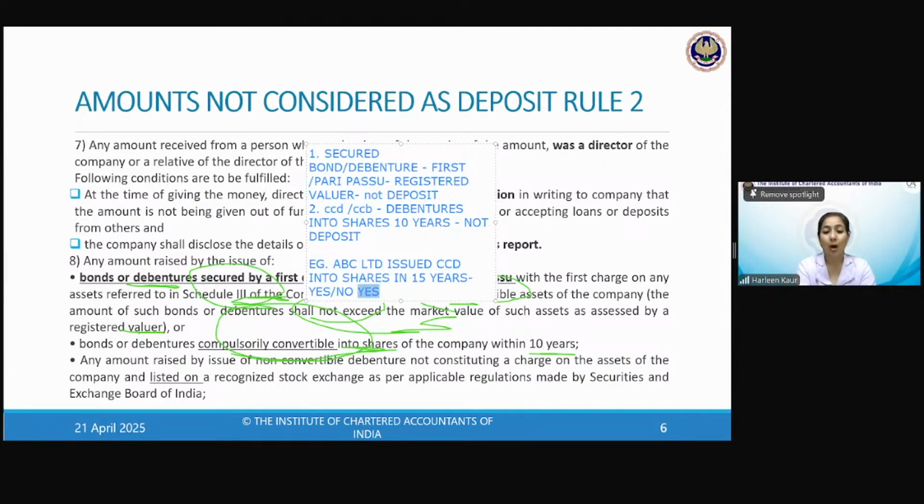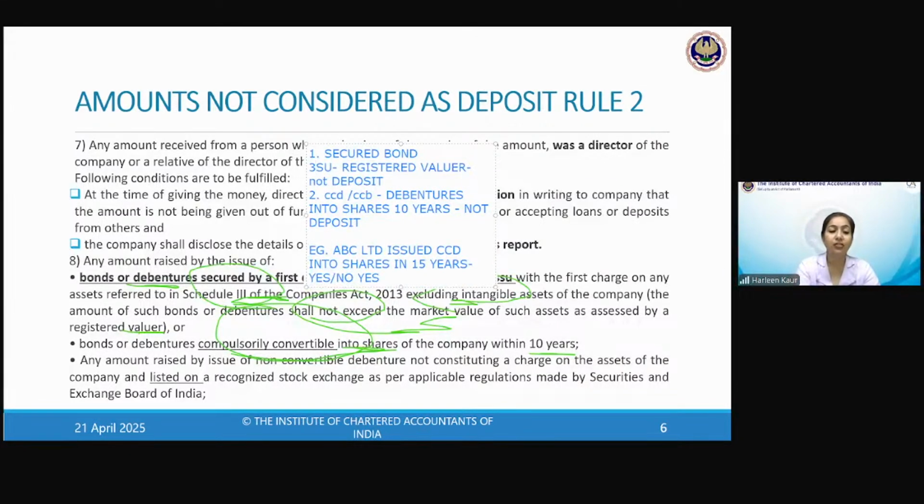Why is yes the correct answer? Because here I have given you the condition of 15 years. If it was converted within 10 years, then only it is not a deposit. If you are taking 15 years, 11 years, 20 years, then it will be considered as deposits. So the condition has to be seen. If it is a secured bond or debenture, and a registered valuer is doing the valuation, then it is not a deposit. Up to 10 years, if you are issuing the convertible debentures, then it is not a deposit.